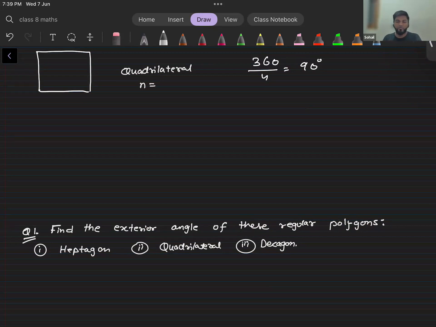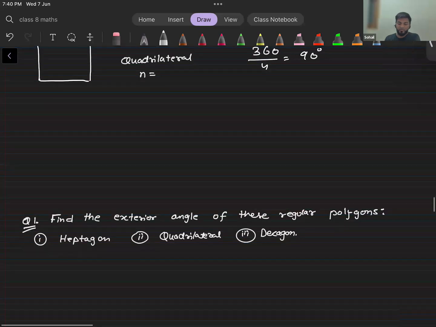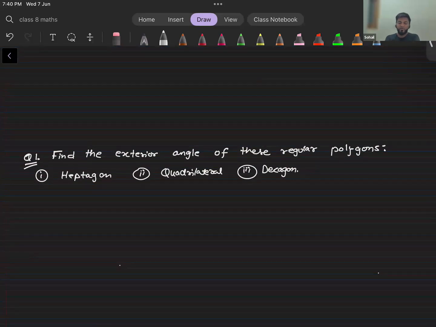Okay, so we are going to discuss some questions related to regular polygons. In the first question, you need to find the exterior angle of these regular polygons. The names of the polygons are given, and you can enter your answers in the chat box.